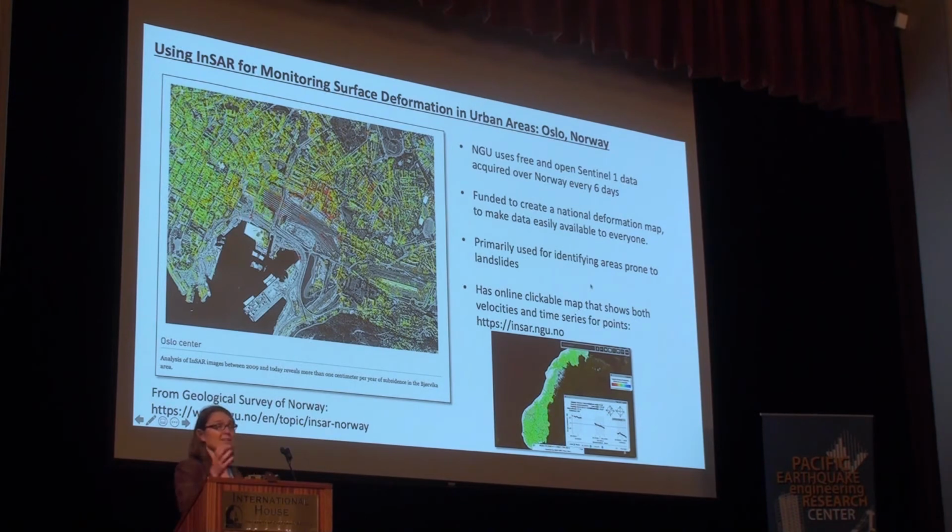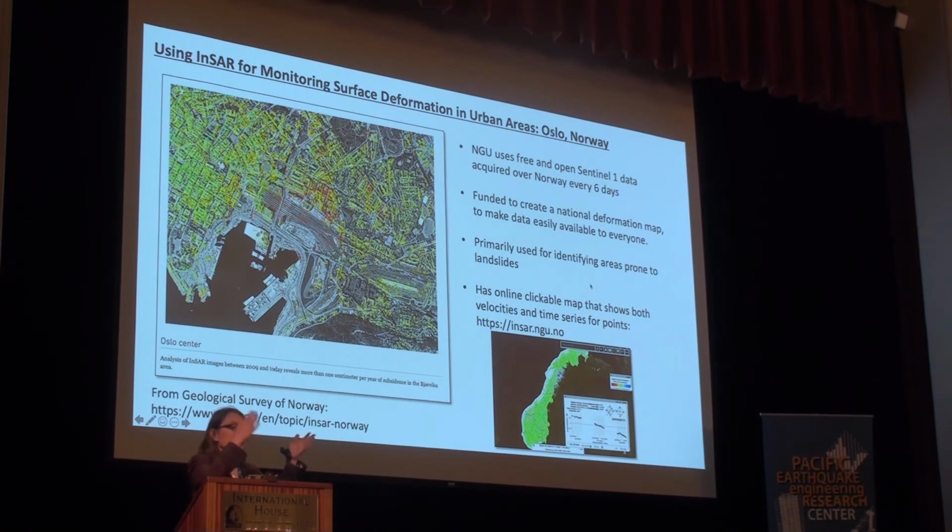They are worried primarily about landslides. So this has been very useful for them to identify areas that could be affected by landslides. But it's also applicable to localized subsidence within urban areas. So this is something that if you go to their website, they have a map. There's a little screenshot of the full country map there in the lower right-hand corner. You can click on a dot. You can see the time series.